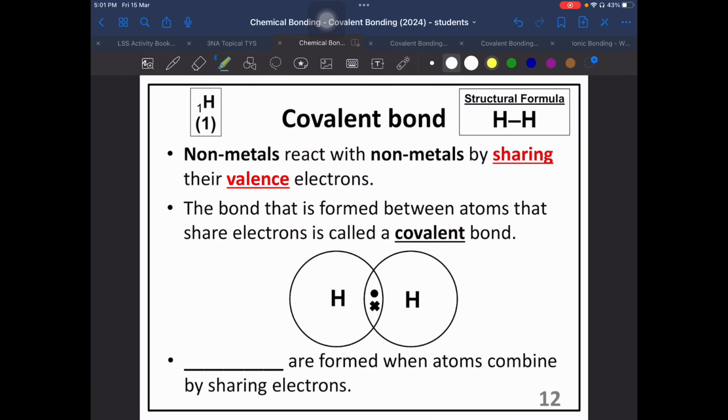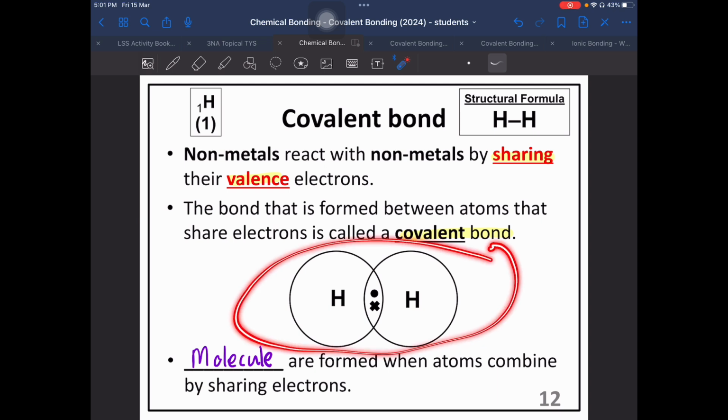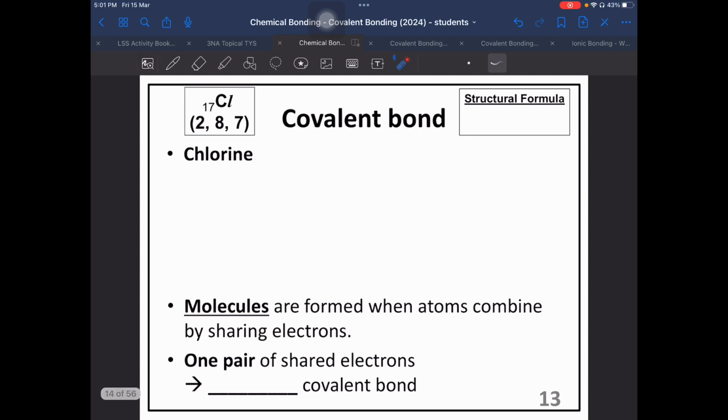Over here, similar to the example you saw just now, you can see that there is sharing of valence electrons and a formation of a covalent bond. When this happens, this new structure that you're looking at is what we call a molecule. We will look at three sets of examples and try to understand how the structure came about. In the next few slides, I'll be showing you how to draw the structure, and I'll also be introducing you to something called a structural formula, which I'll explain a bit more. Let's start first with chlorine.